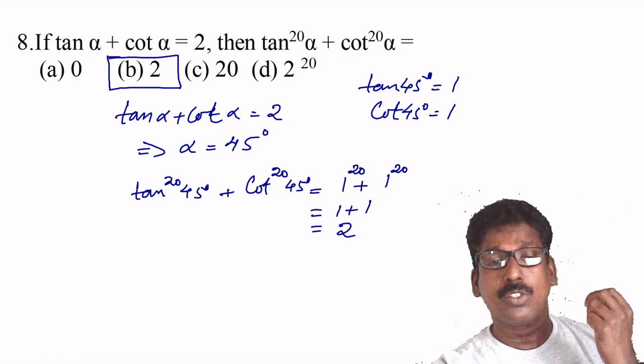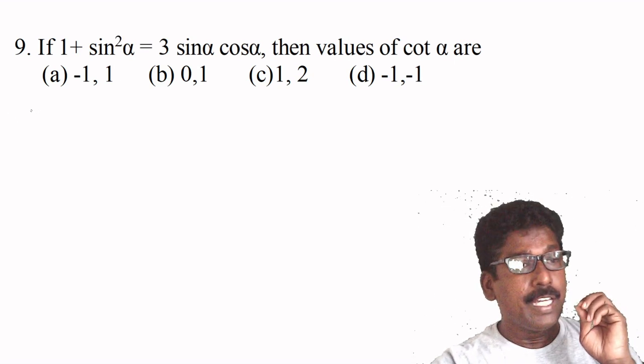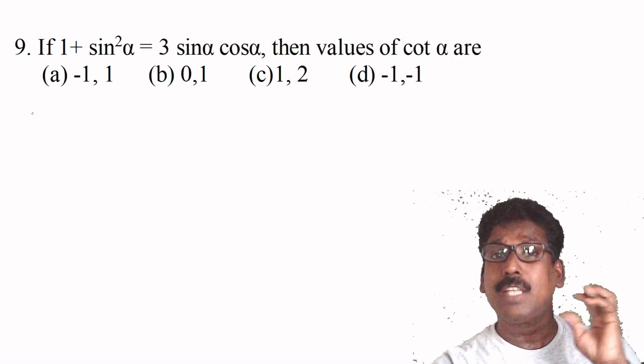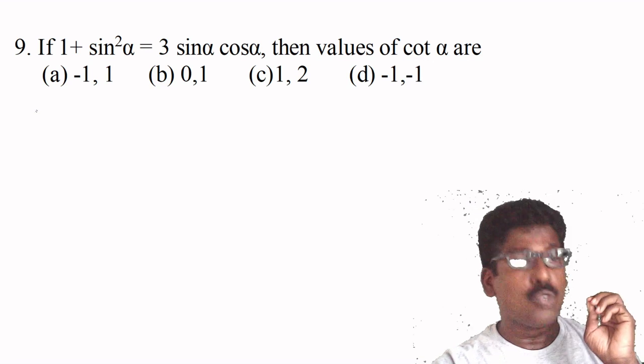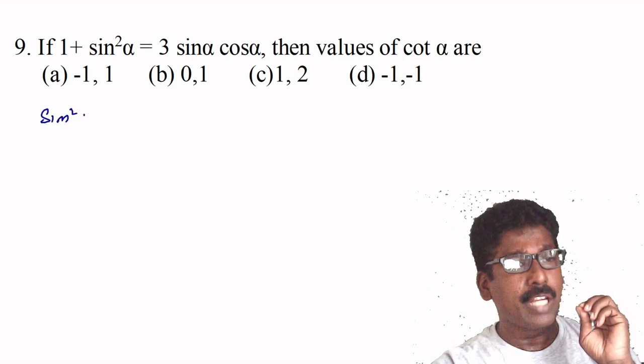Now let us look at the next question. Let us see. Here sin square theta plus cos square theta is equal to 1. So 1 plus sin square alpha, you can write it as sin square alpha plus cos square alpha.